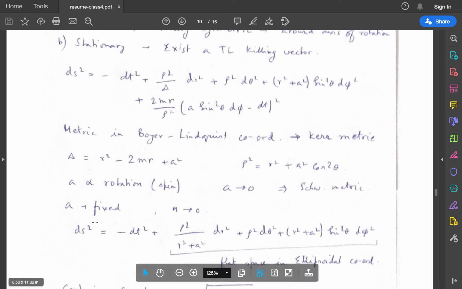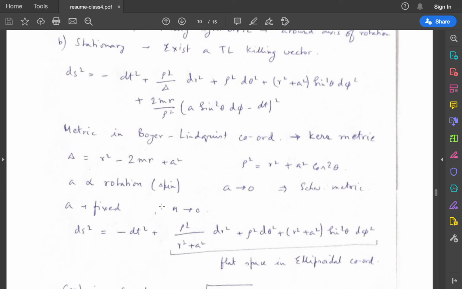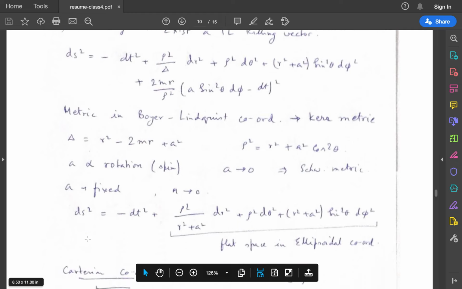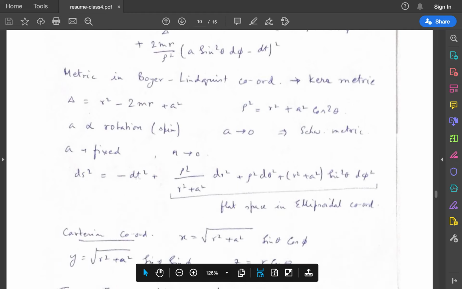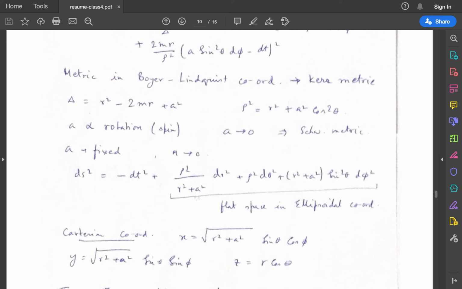If I keep a fixed and take m to be 0, then the line element is of this form: ds square equal to minus dt square plus rho square by r square plus a square dr square plus rho square d theta square plus r square plus a square sin square theta d phi square. You can identify this with the ellipsoidal coordinates, and this is flat space in ellipsoidal coordinates. So keeping a fixed and taking m to 0 doesn't give back the Schwarzschild metric, it gives something like an ellipsoidal spacetime.